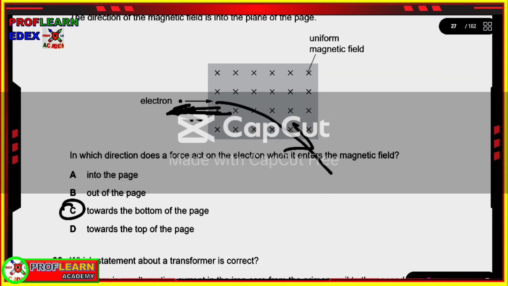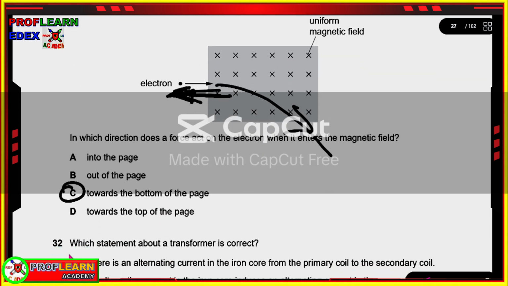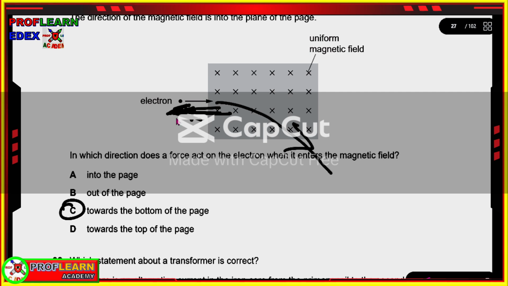You're going to use Fleming's left-hand rule, but your second finger should be pointing opposite to the direction of the electrons, because the second finger is for current, and the current usually flows in the opposite direction to the electron.